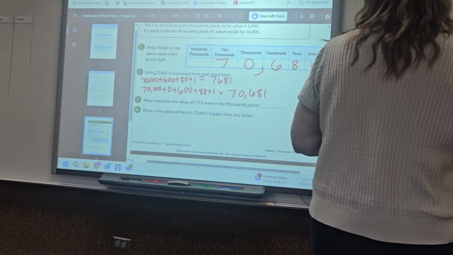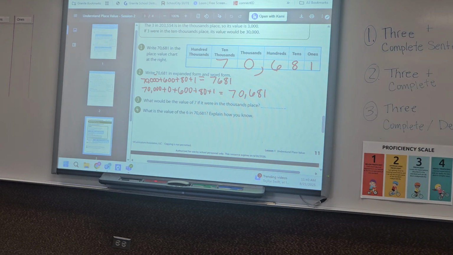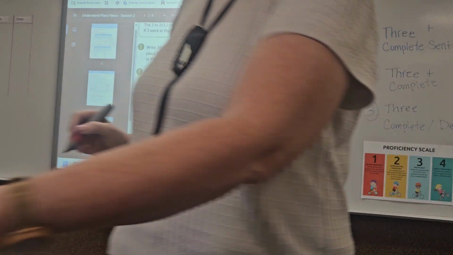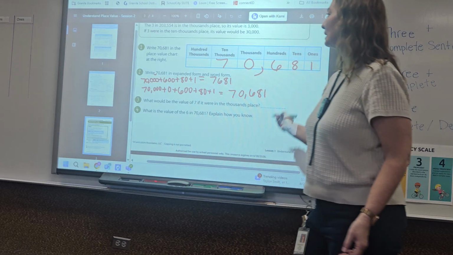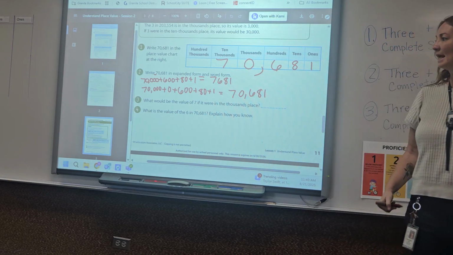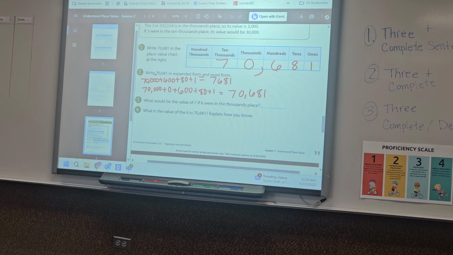So I would say 70,000, and I would stop and write 70,000 in words. There you go. And then I would say 600, and I would stop and write 600 in words, and then I would say 80 and write it in words. How many of you tried to write it in word form? 5 of you, or are there only 5 of you listening to me? So if your hand is down, you didn't try to write it in word form?